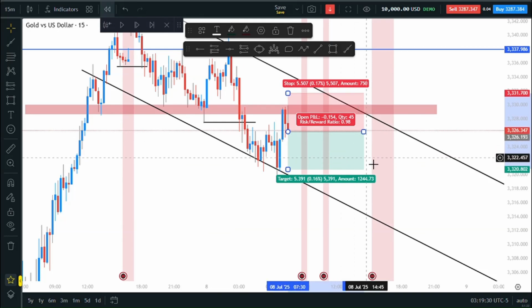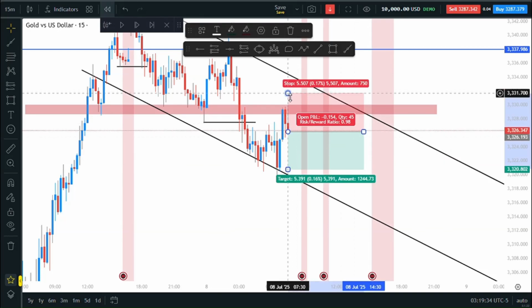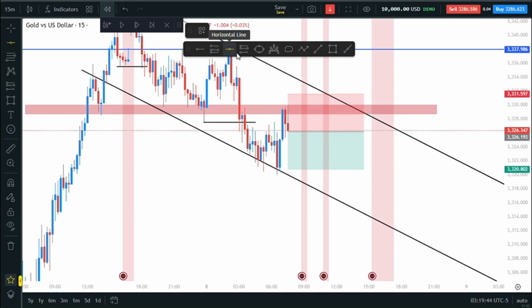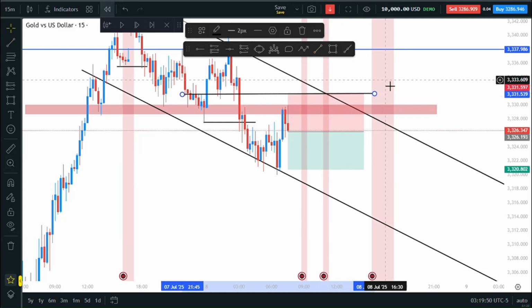So I opened my position here at the close of this candle. After confirming bearish momentum, I placed my stop loss right above the break of this candle, clearly aligning with this short time level. Let me underline it for you, on this short time level here. So this is where I placed my stop loss.